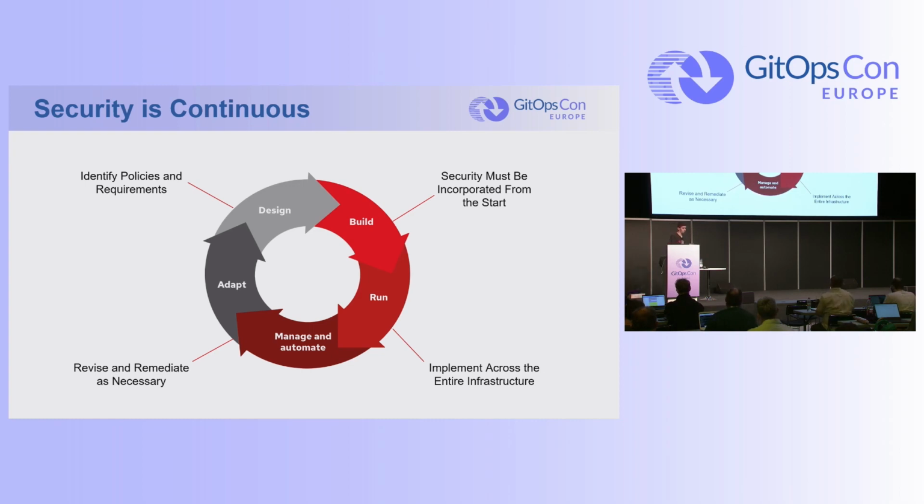Implement across your entire organization. Just don't have it be in your little silo. Make sure you emphasize security throughout every single part of your organization. Revise and remediate as necessary. What happened 2 years ago in the ecosystem is totally not the same as it is today. The secure software supply chain is mainstream today. I guarantee it was nothing 2 years ago. And then finally, identify everything you need to do.